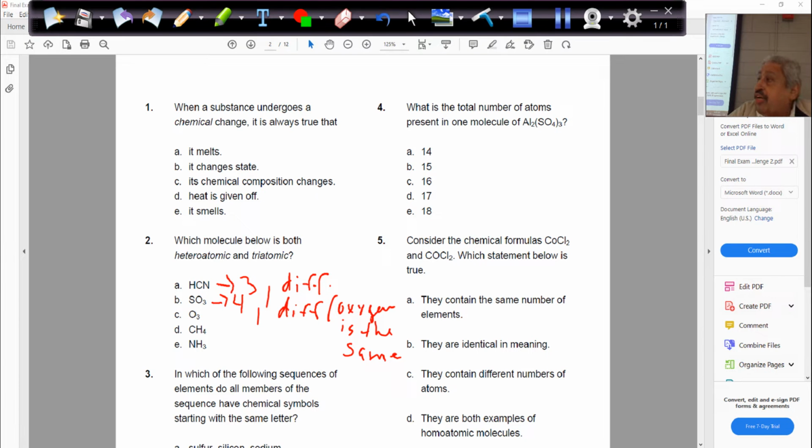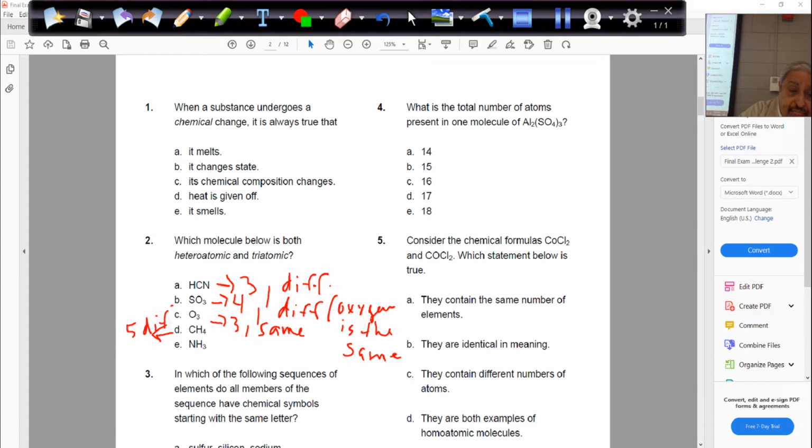So, number 3, how many atoms do we have? We have 3. But they are what? Same. How about D? How many atoms do we have? 5. 4 hydrogens and 1 carbon. This is 5. And they are different.